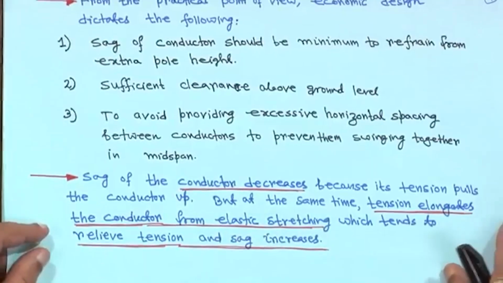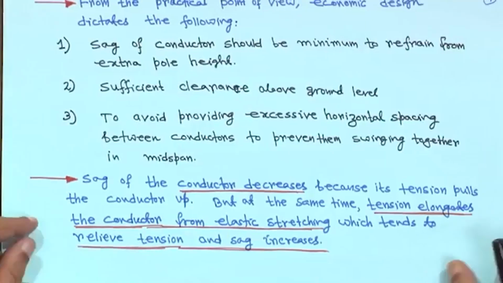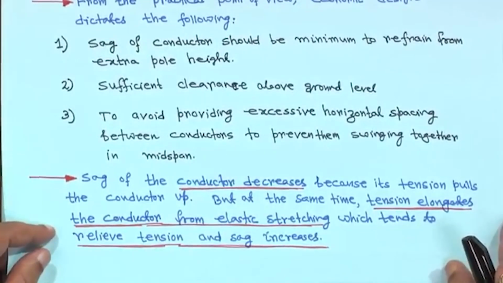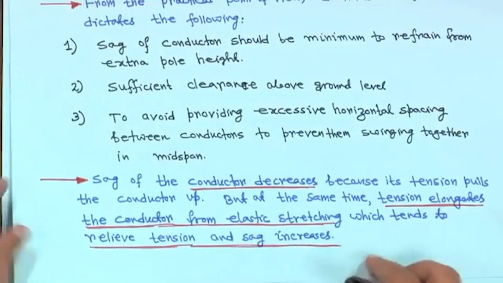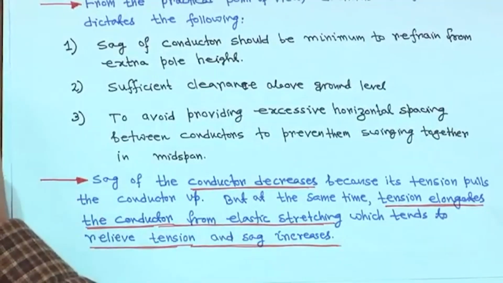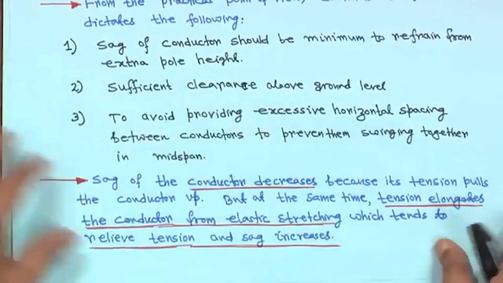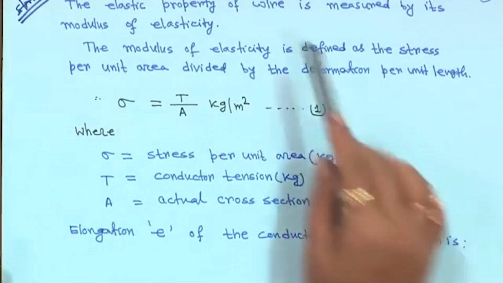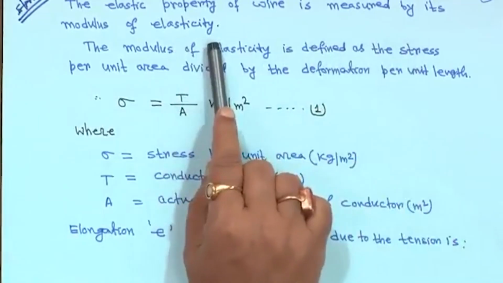So, we have just discussed that sag of the conductor decreases because its tension pulls the conductor up, right. But at the same time tension elongates the conductor from elastic stretching, which tends to relieve tension and sag increases, right. So that means that the elastic property of wire is measured by its modulus of elasticity.